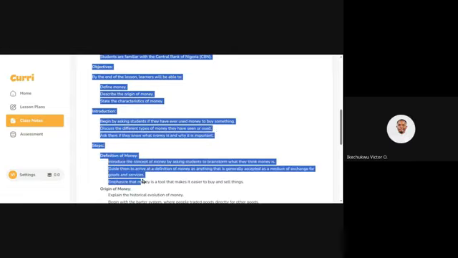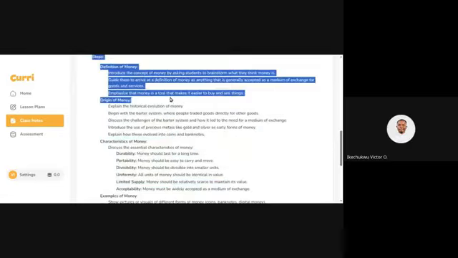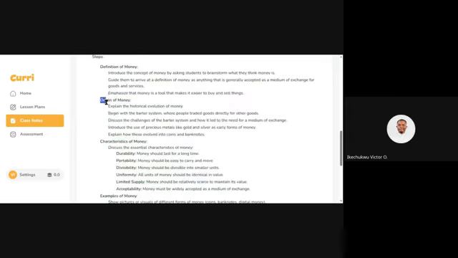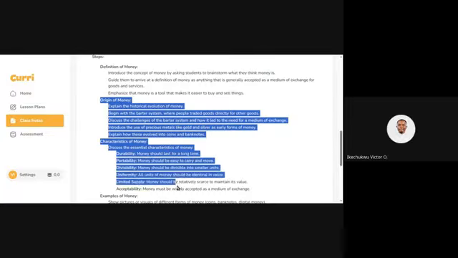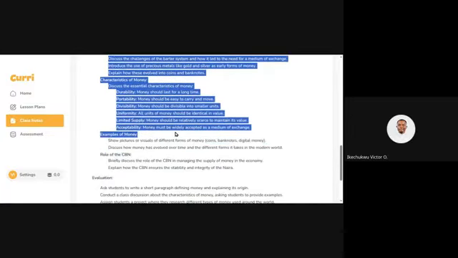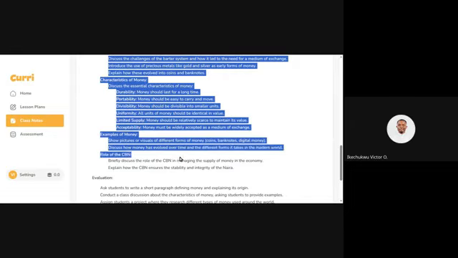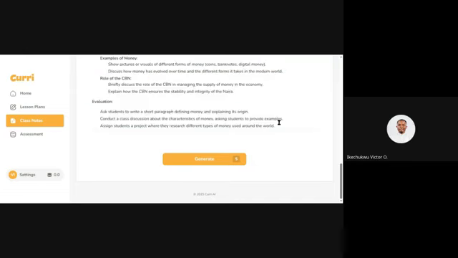Then we have the steps: definition of money, origin of money. Let's start from here. Characteristics of money. You can see that this is what you see in a typical economics note. Then we have examples of money and the role of the CBN, all of those things, and then evaluation. So if you've got this, you can now use this to create an assessment.